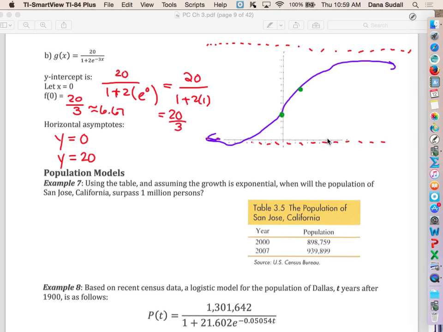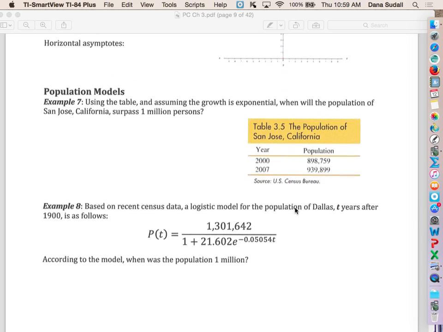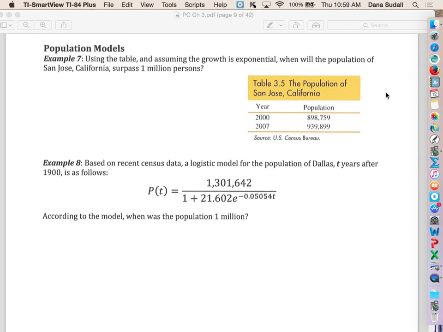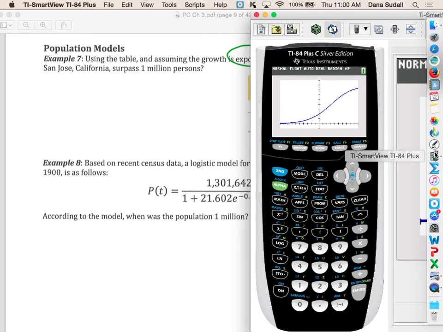All right, so you can find equations using your calculator. So a population model is what we'll come up with. This first one is exponential, not logistic like we just did, so like we did yesterday. When is the population going to surpass 1 million people? And they gave us 2 data points. So let's put it in the calculator.